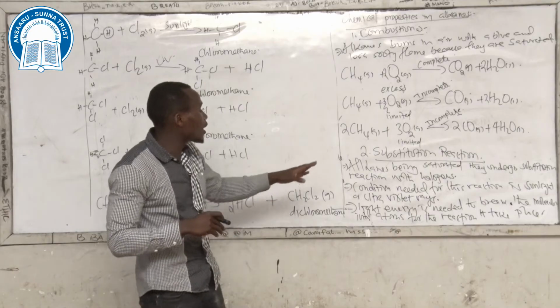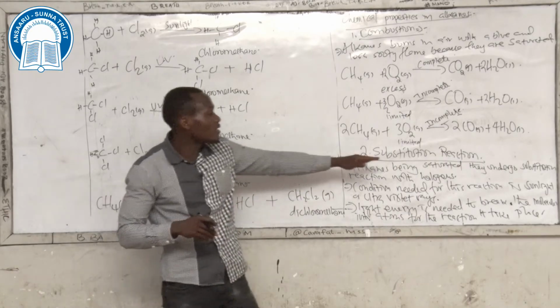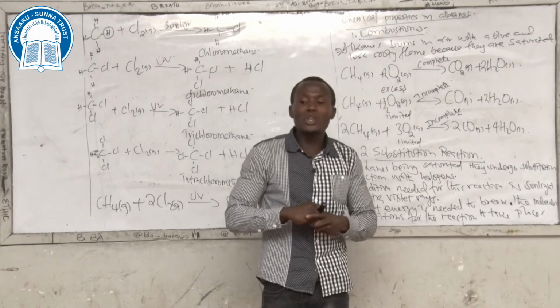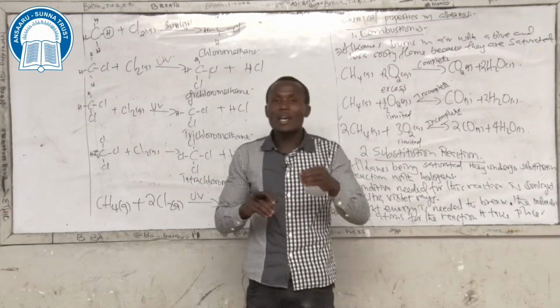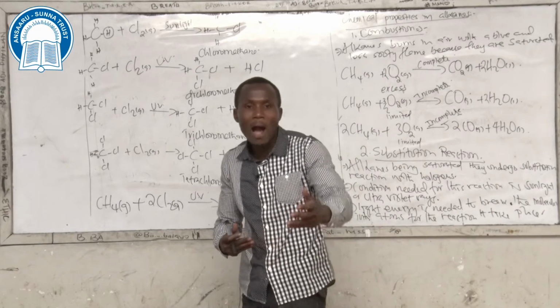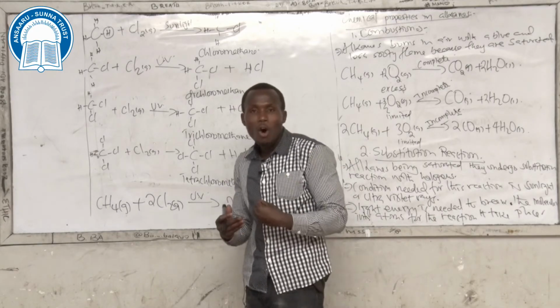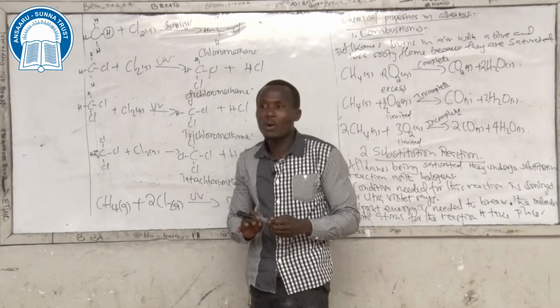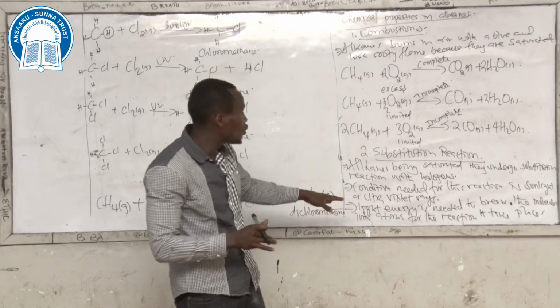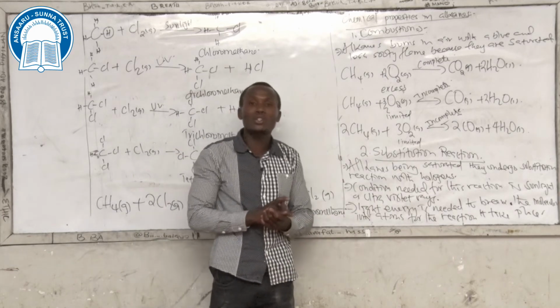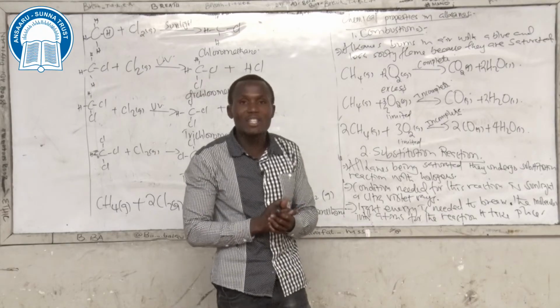And the second chemical property of alkanes is the substitution reaction, whereby to substitute means to replace. You are replacing something. So I'm removing one substance to put another one in place. Therefore, that one is known as a substitution reaction. And alkanes undergo substitution reactions since they are saturated.